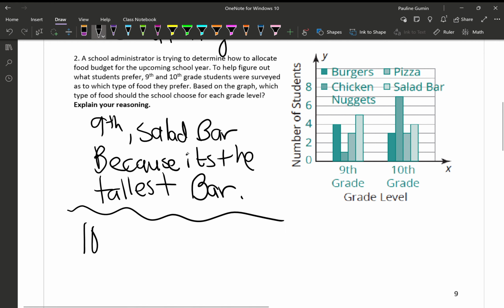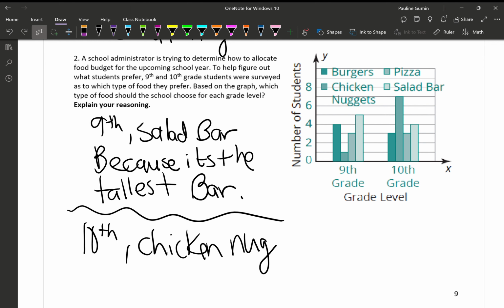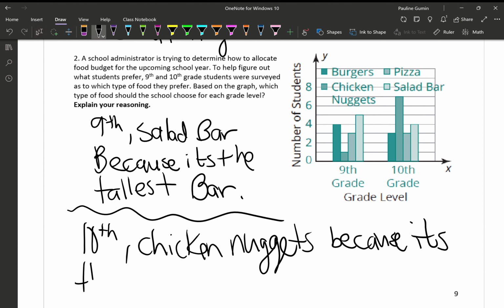All right. 10th is chicken nuggets, because it's the tallest bar.